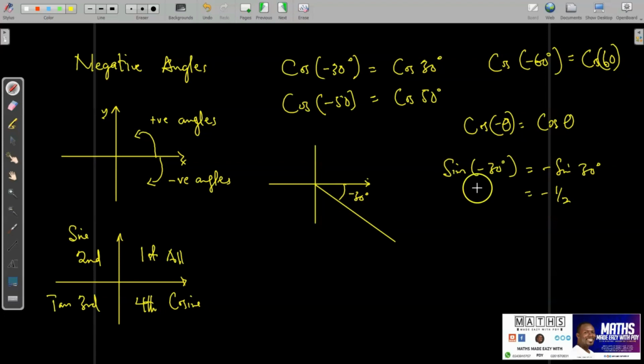Then what do you think tan of negative 30 degrees will be? It will be the same as negative tan of 30 degrees. And we learned that tan 30 was what value? Tan 30 was root 3 on 3. So tan of negative 30 degrees is the same as negative root 3 on 3. And you can confirm it from your calculator.